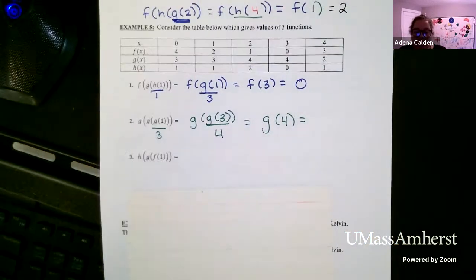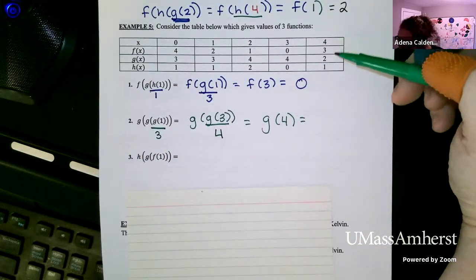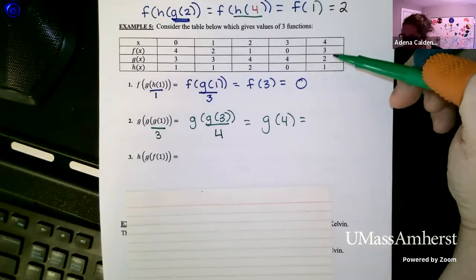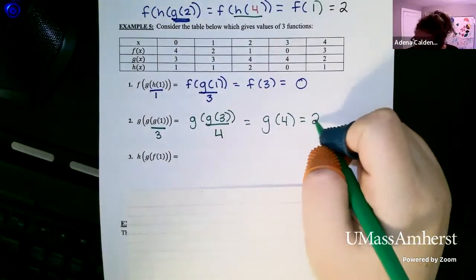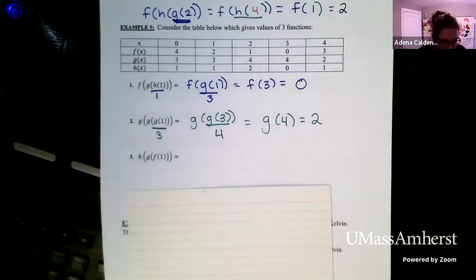So ultimately now I'm looking for g of 4. So I go to the 4 in the top row, I go down to the g value, and I get a value of 2. Okay. So again, I'm just working from the inside out to compute these values.